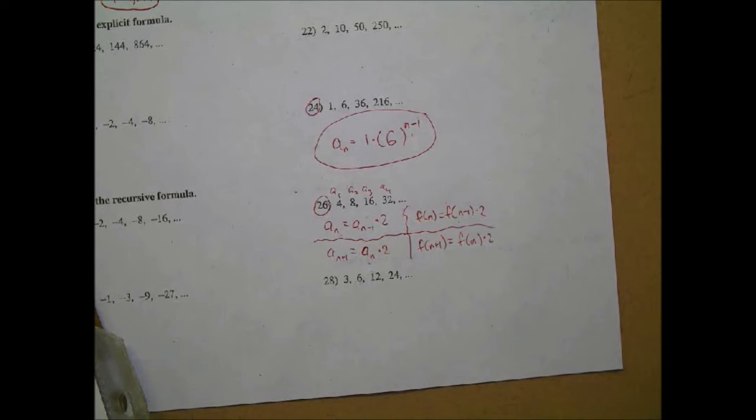So again, geometric sequences worksheet, 1 through 27, odds. Okay, so let's get to work on that.